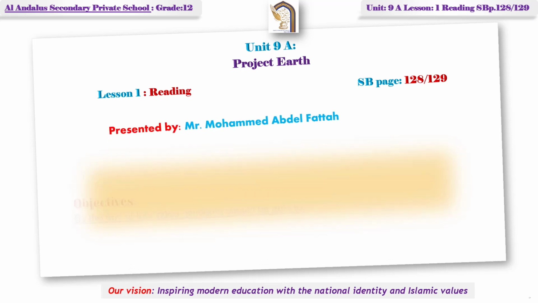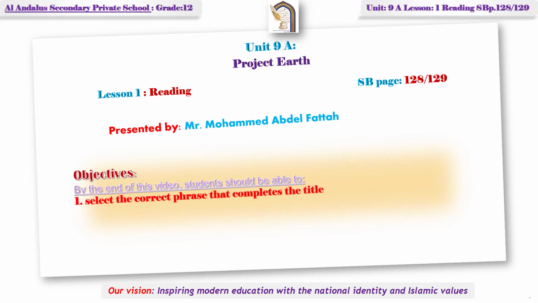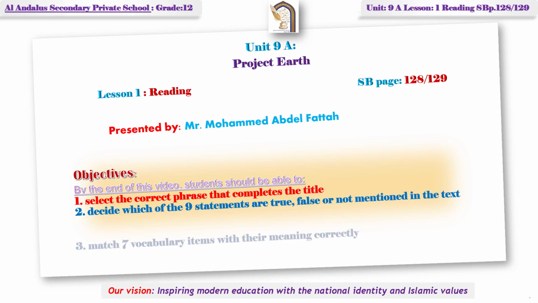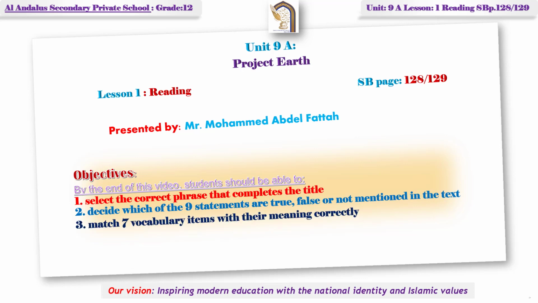Number 1, to select the correct phrase that completes the title. Number 2, to decide which of the 9 statements are true, false, or not mentioned in the text. And finally, to match 7 vocabulary items with their meaning correctly. Welcome aboard, everybody. Now, let's start our lesson.